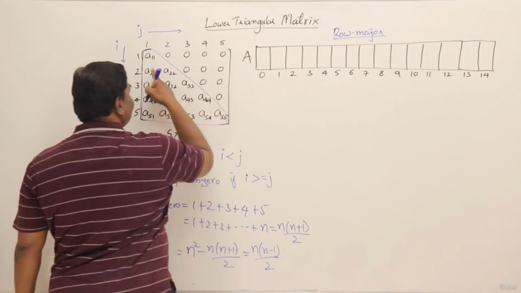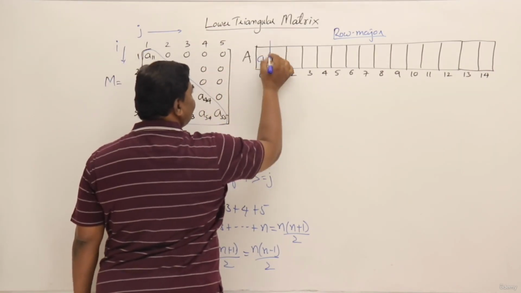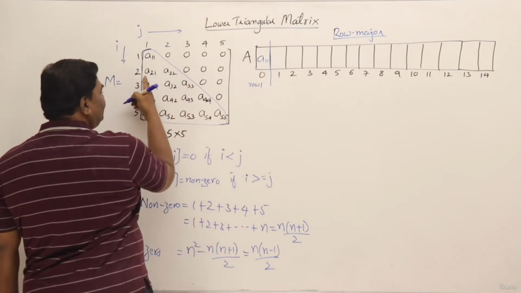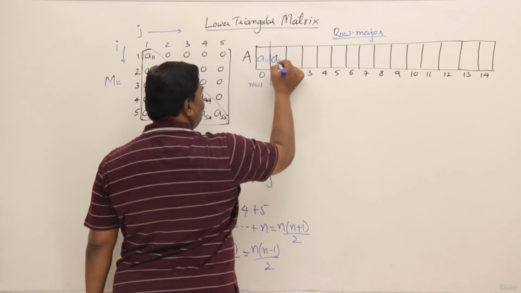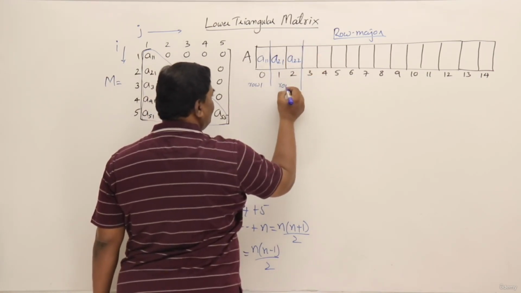Let us follow row major. I'll fill the elements row by row. First element, this is A11. So this is row 1. Then row 2, that is A21 and A22. So this is row 2.